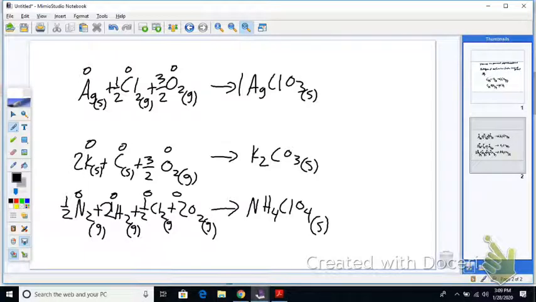Now, I want you to look up AgClO3. What is the enthalpy of formation of AgClO3? Is it in there? I see HCl. It's under silver. I don't see AgClO3. That's just AgCl. I don't see that, so we can't use that one.